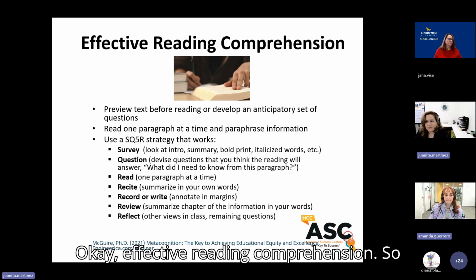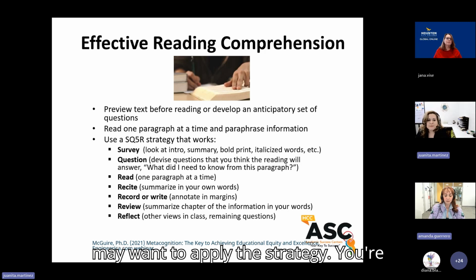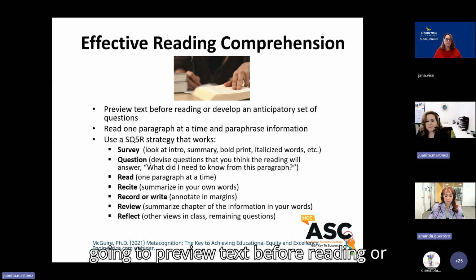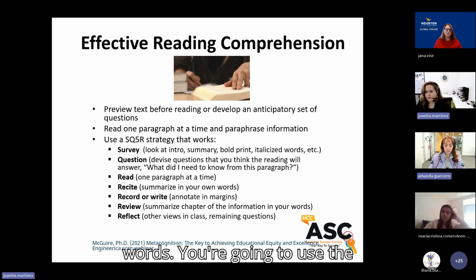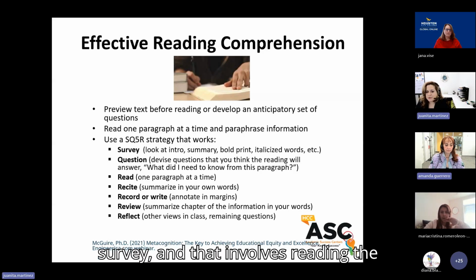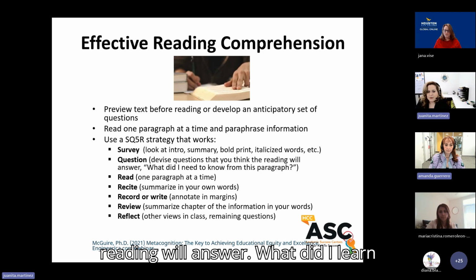Okay, effective reading comprehension. While you're reading those textbooks, you may want to apply this strategy. You're going to preview text before reading, or develop an anticipatory set of questions. You're going to read one paragraph at a time and paraphrase information, kind of like putting it into your own words. You're going to use the SQ5R strategy, where you survey, and that involves reading the intro. You may want to take a look at the summary, any bold words or italicized words, and then question. Devise questions that you think the reading will answer.